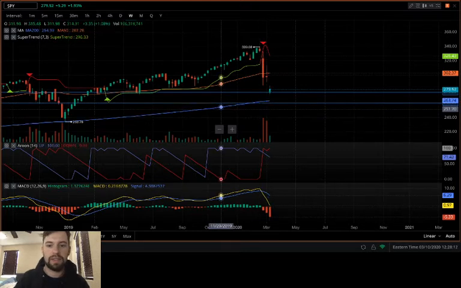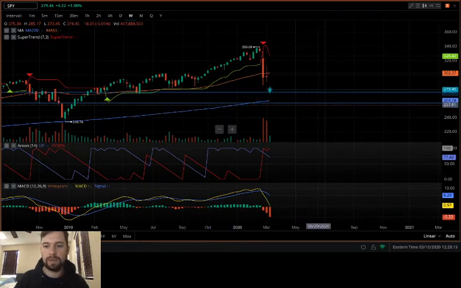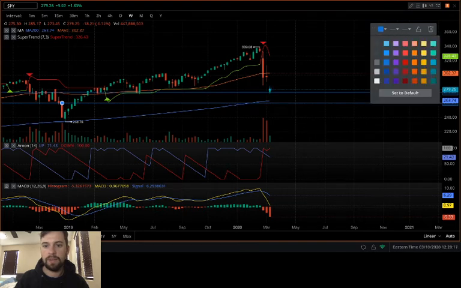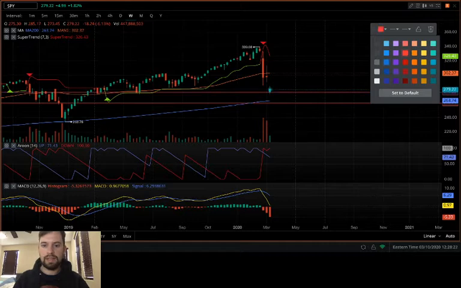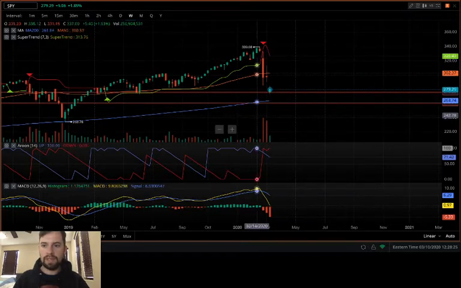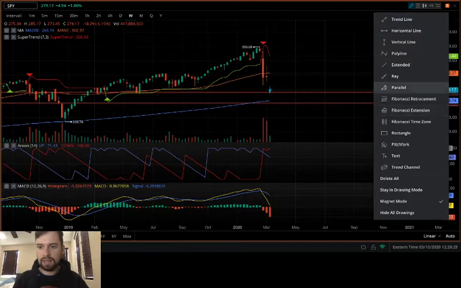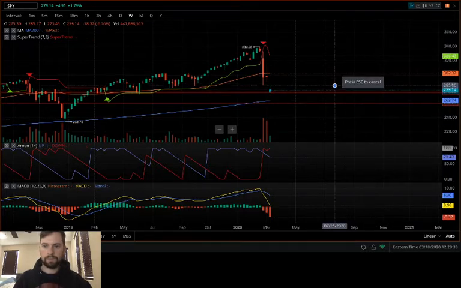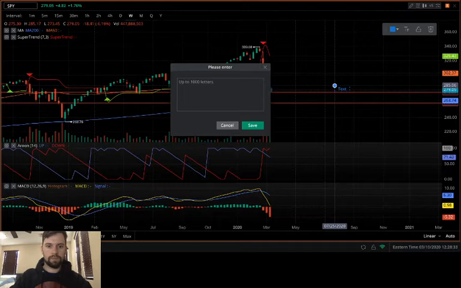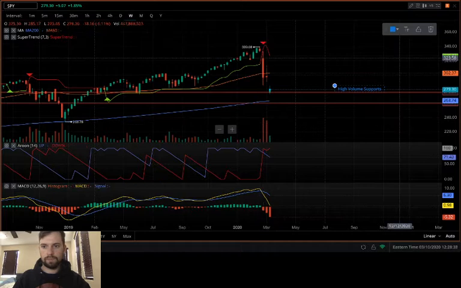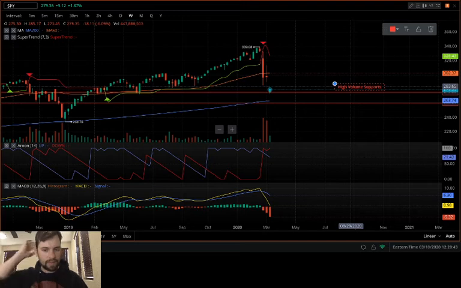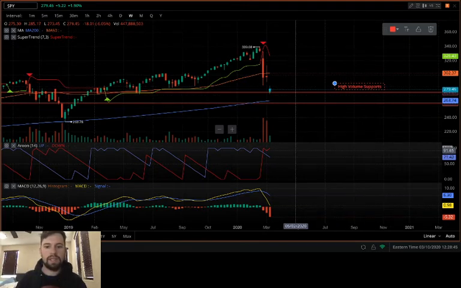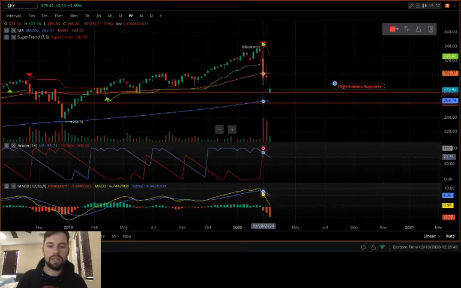And this is the MA50 here. Let me change the color of these so this is a little bit more obvious. The red ones will be the volume supports, and the blue one is the MA50. And I'll go ahead and label that too. So looking at the indicators on the weekly, we have an Aroon sell signal.